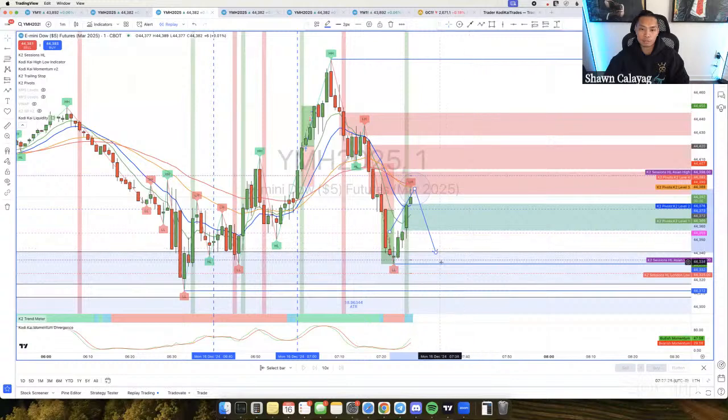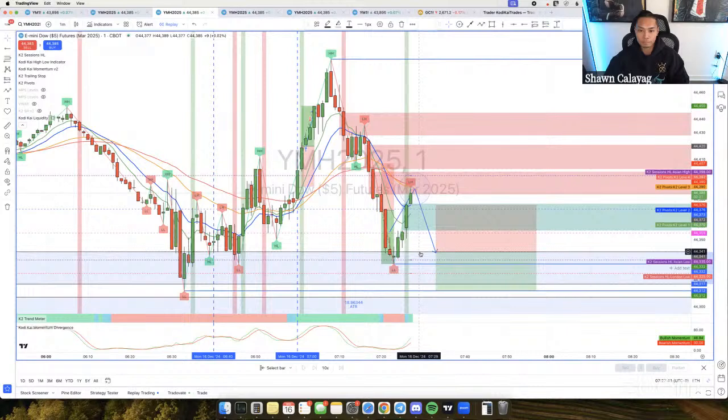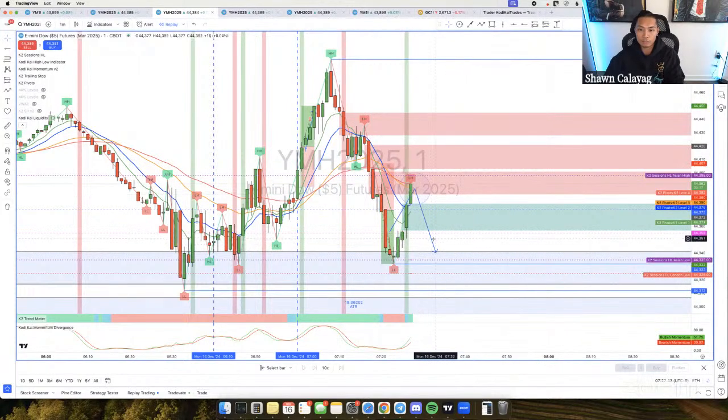I personally wouldn't enter here because there's all the sessions down here, but if there were no sessions down here, you can enter that short and then ride it down to this lower low right here. Because this is a whole area of liquidity, right? Vice versa, this is like a liquidity grab area too. So you can see over here, our price came down and grabbed liquidity, and now it's coming right back up.